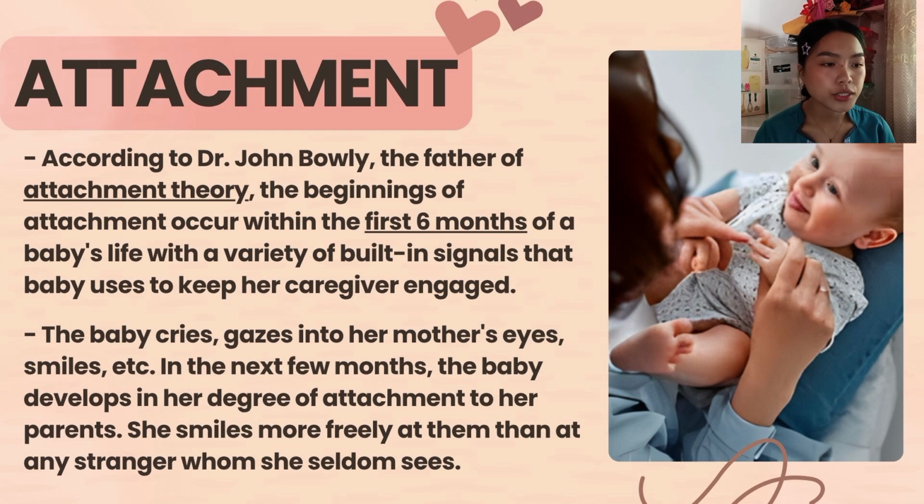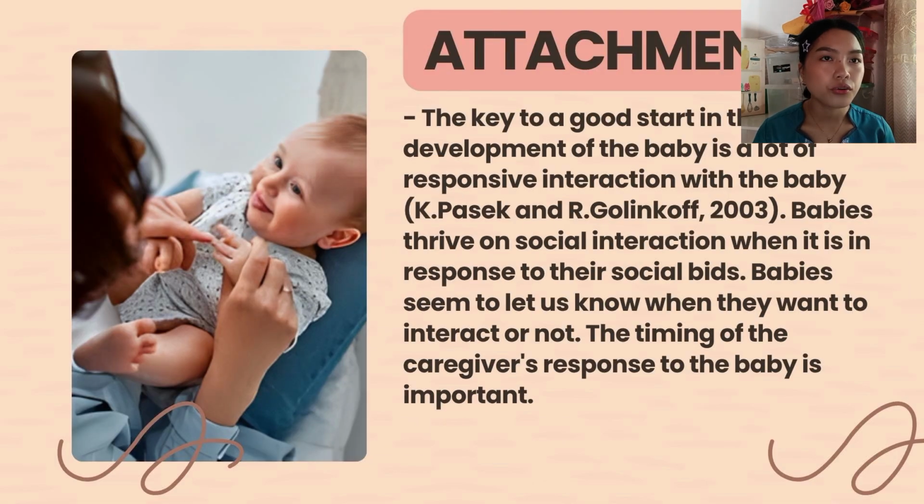Okay, so let's proceed with the next slide. The key to a good start in the social development of the baby is a lot of responsive interaction with the baby. Babies thrive on social interaction when it is in response to their social needs. Babies seem to let us know when they want to interact or not. The timing of the caregiver's response to the baby is important. So, the best way to help a baby develop socially is through frequent and meaningful interaction. Even if the baby cannot talk yet, you can always try to talk to them, di ba? When they are babbling, you can talk to them, di ba?